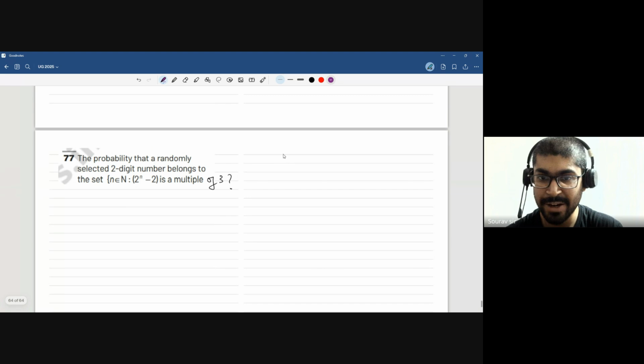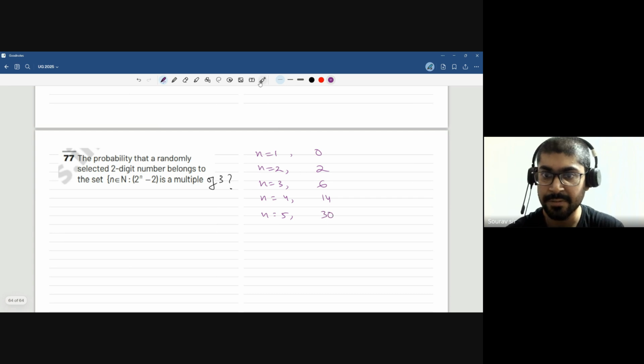So 2 to the power n minus 2. Check for n equals 1. You will get 0. Fine. N equals 2, you'll get 2 square minus 2, that is 2. N equal to 3, what do you get? 2 cube, 6. N equal to 4, you get 2 to the power 4 is 16 minus 2, 14. N equal to 5, you get 2 to the power 5, 32, 30. So what do you observe?